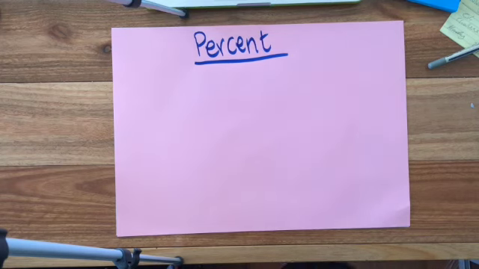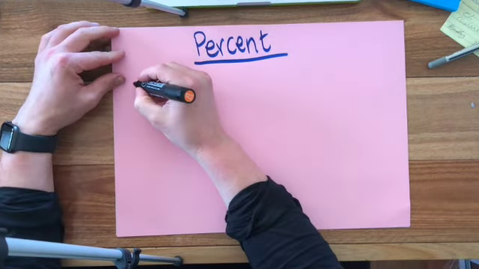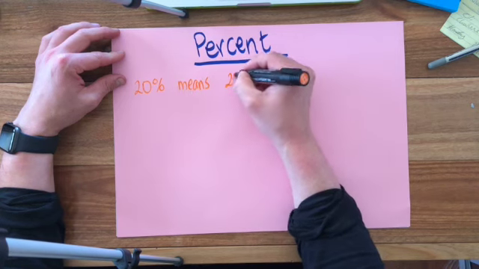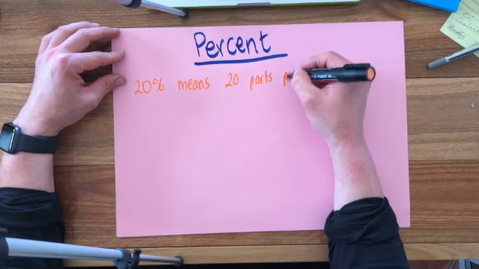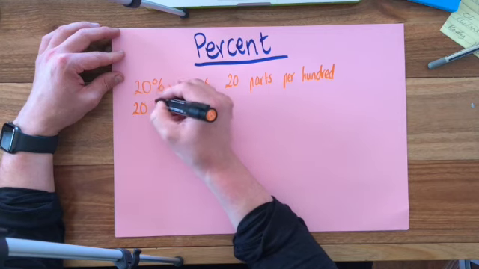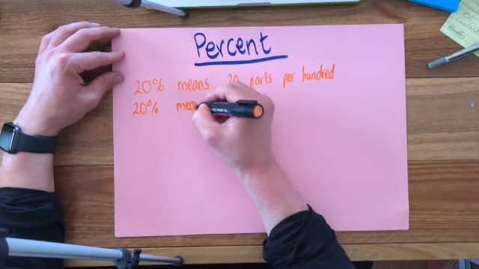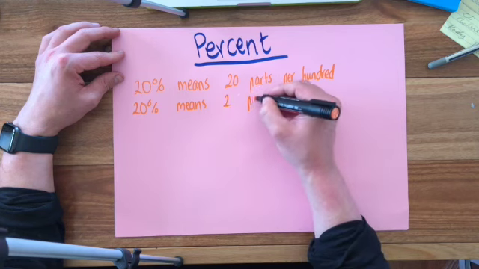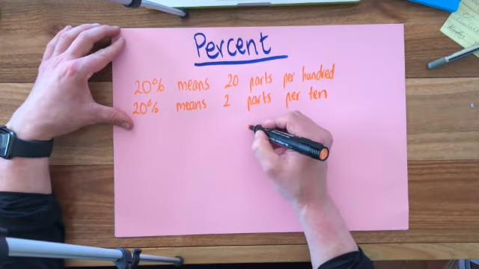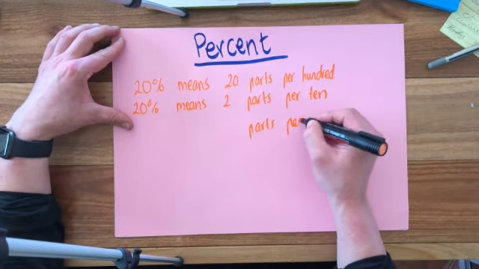In this video, we're looking at how to find a percent, not in the hundreds or the tens, but in the ones. So previously, we've looked at 20%, for example, means 20 parts per 100, or for each 100. 20% also means 2 parts per 10. But how many parts per 1?